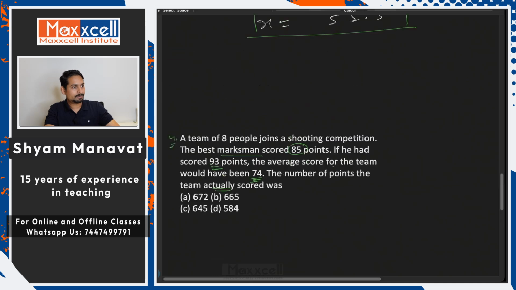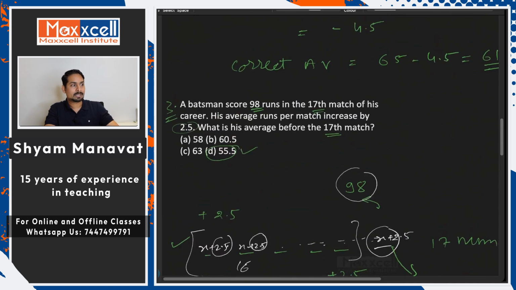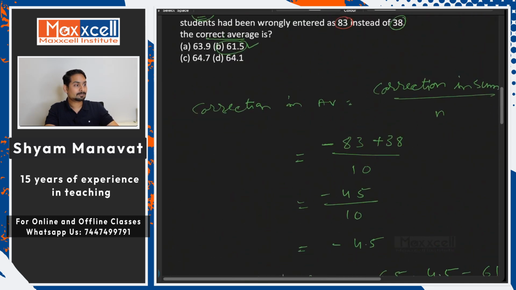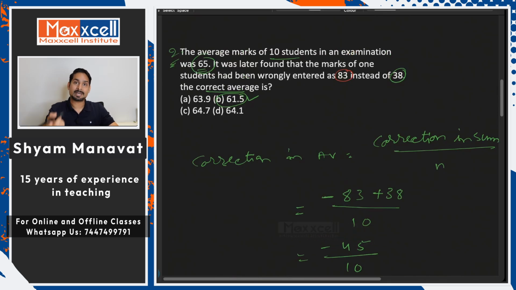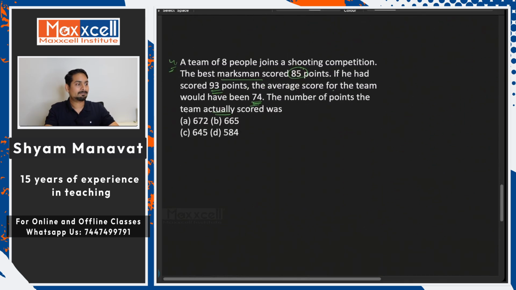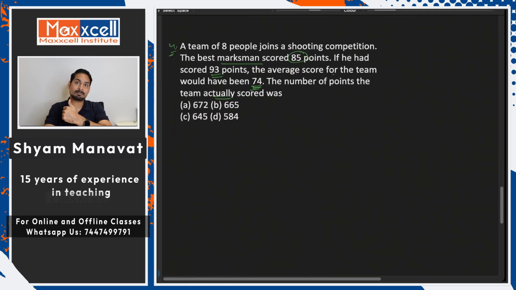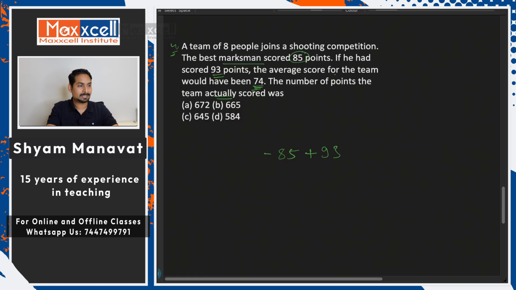So far what we have done with the wrong average, we got the new average. Now, if it is the new average, and with the help of the correction in average, can we find the previous average? Let's try this out. From these 8 values, the question said instead of 85, so remove 85. Had he scored 93, add 93.